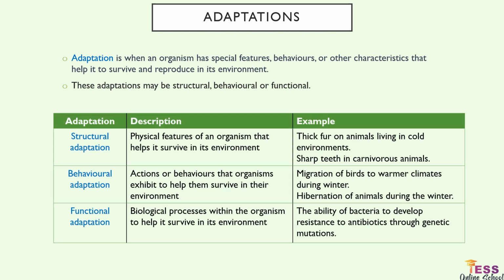So firstly, structural adaptation. These are physical features of an organism that help it survive in its environment. An example could be thick fur on animals that live in cold environments or sharp teeth in carnivorous animals. Behavioral adaptations are actions or behaviors that organisms exhibit to help them survive in their environment. An example of this could be migration of birds to warmer climates during the winter or hibernation of animals during the winter. Functional adaptations are biological processes within the organism to help it survive in its environment. An example of this could be the ability of bacteria to develop resistance to antibiotics through genetic mutations.